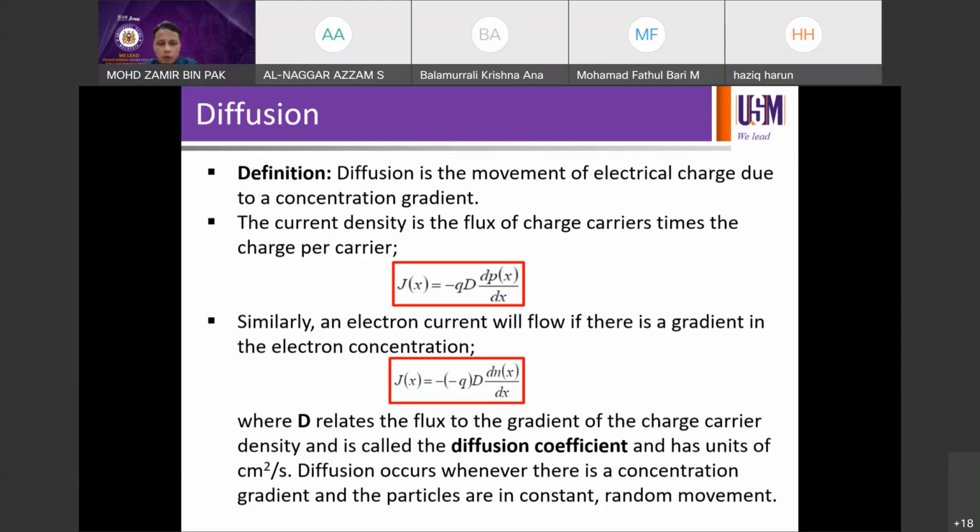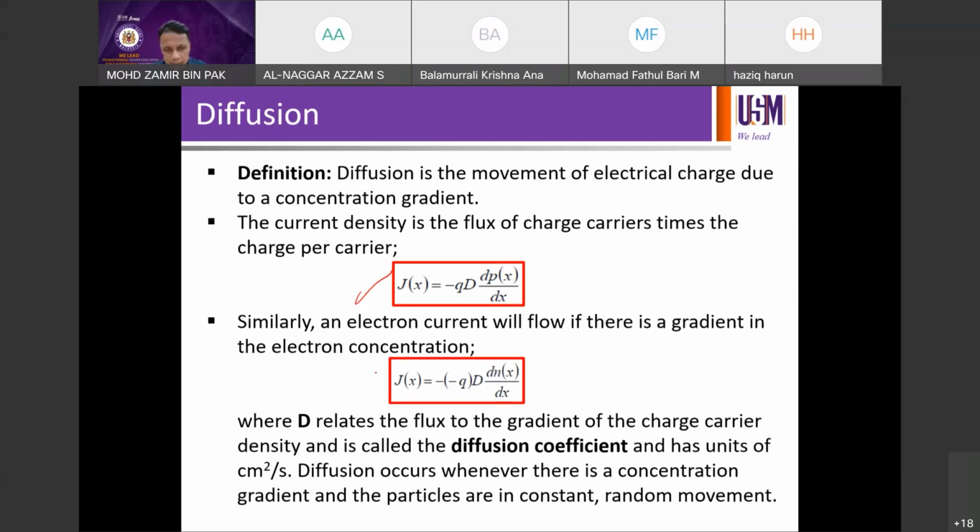And the diffusion current density of holes is given by Jx, the first one. Jx equals negative sign for holes, q, the electronic charge, times diffusivity times the concentration gradient, dp/dx, okay? Similarly, electrons will flow if there's a gradient in the electron concentration as well, just the way that we saw in the animations. The moment you introduce both carriers on both sides, they are going to diffuse and reach a uniform distribution eventually.